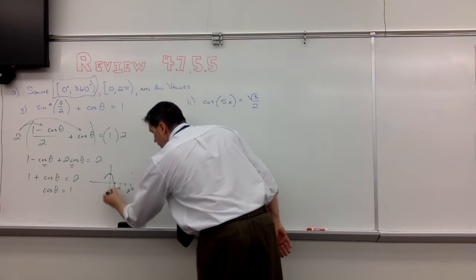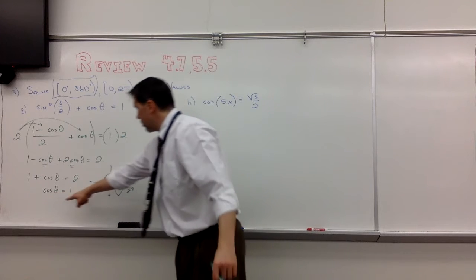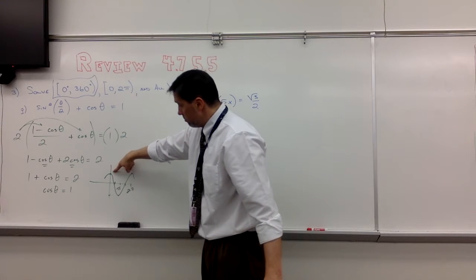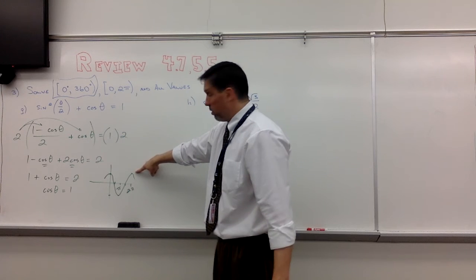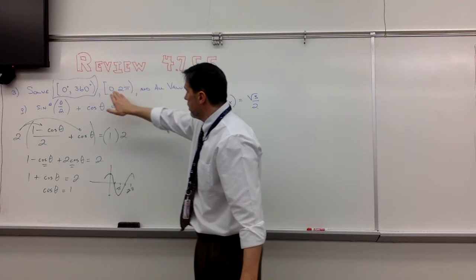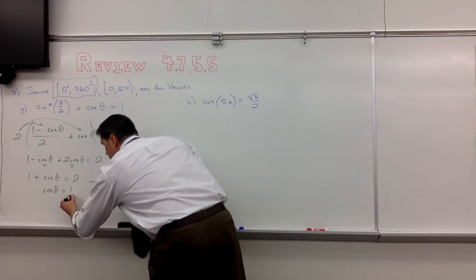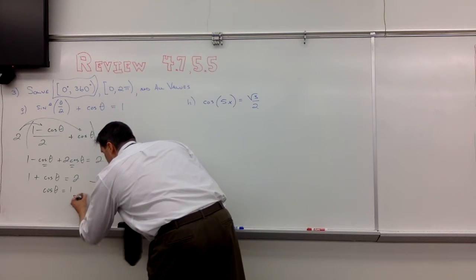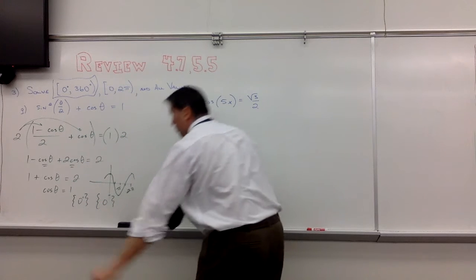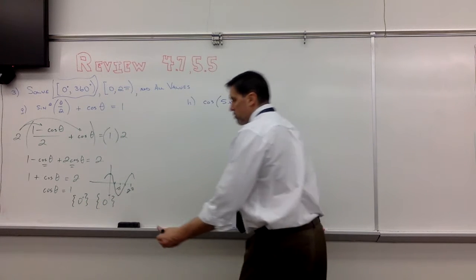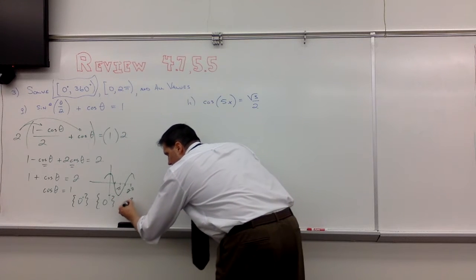So, let's graph our cosine. And we can see where cosine of theta is equal to 1. That would be 0 radians, 0 degrees. And also 2 pi or 360, but that's out of bounds anyway. So looks like we have but one solution here for degrees. That would be 0, which means only one solution for radians. That's 0 radians.